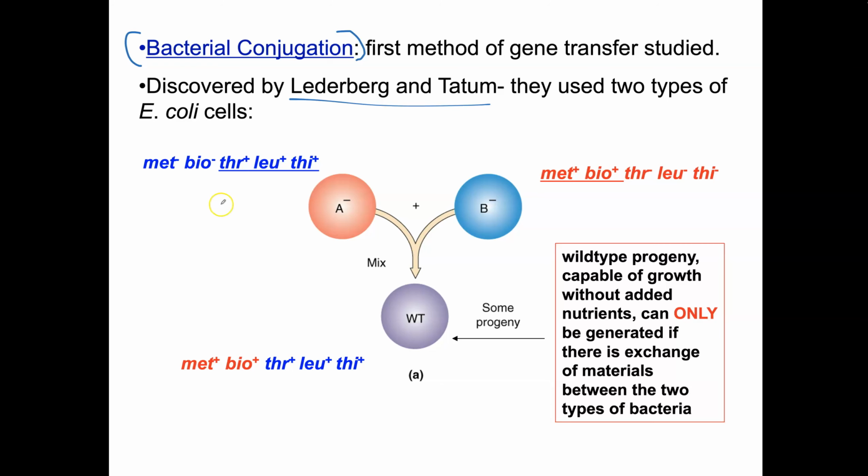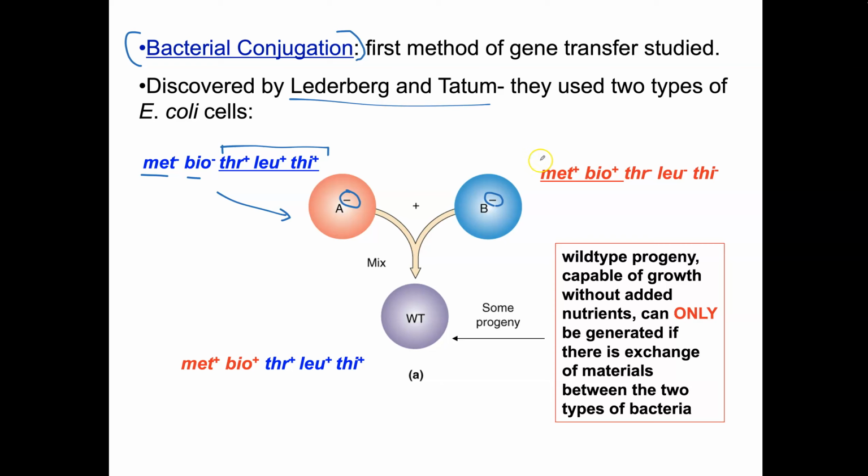And so there were two different strains, A and B, and they were both auxotrophic strains. That's what this minus sign means. And the type A ones were mutant for methionine and biotin, so they couldn't make their own of those, but they could make their own threonine, leucine, and thymine.